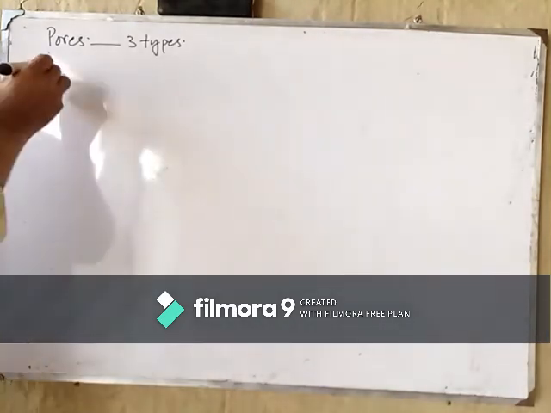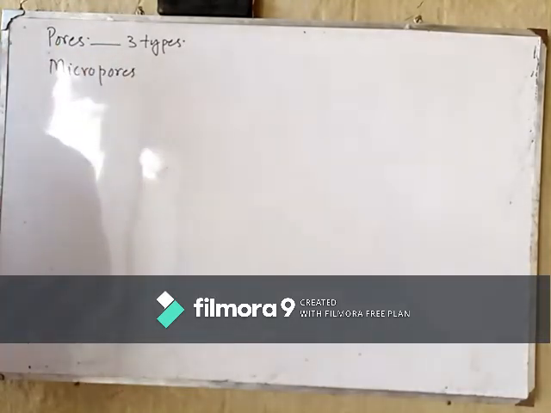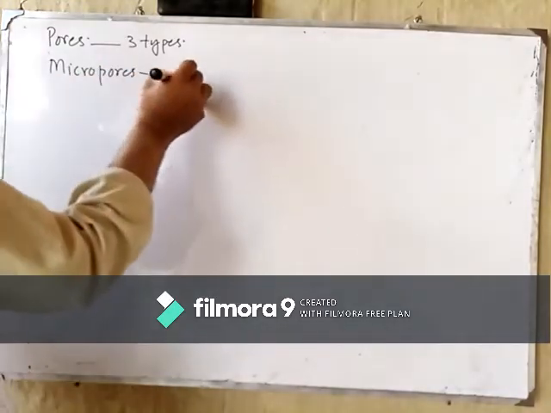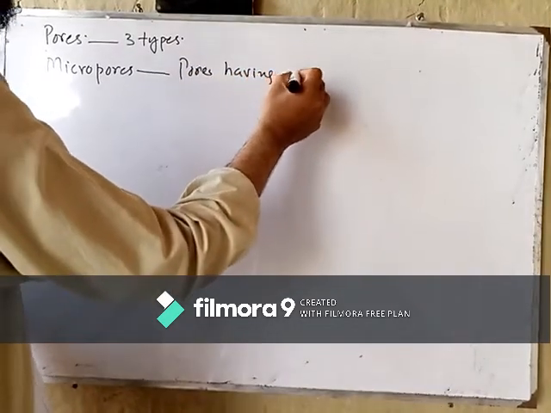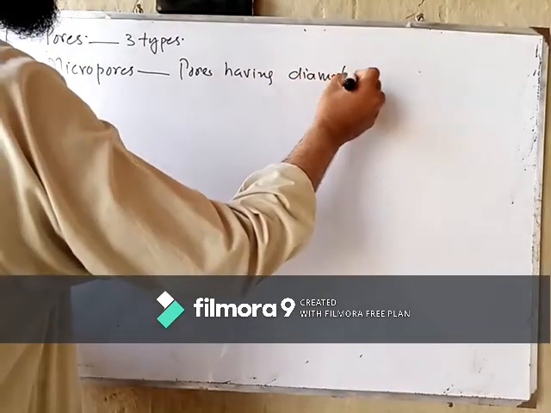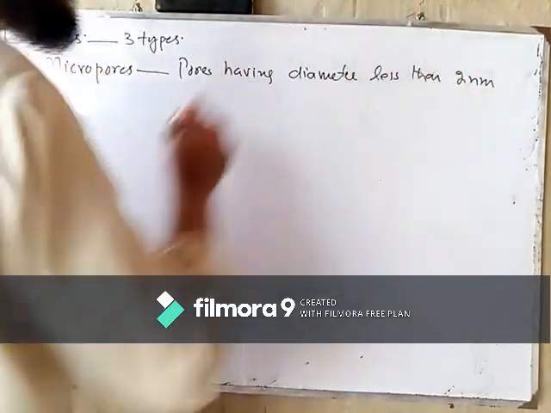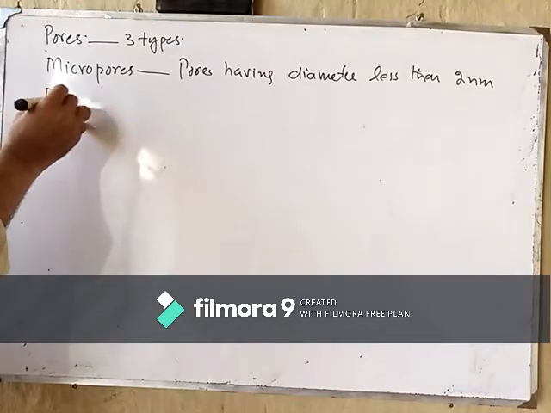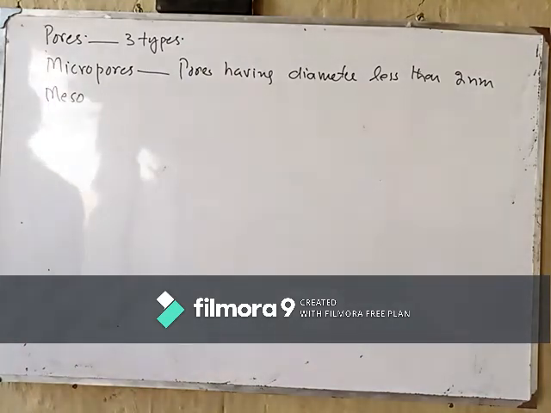One is called micropores. These are the pores having diameter less than 2 nanometers. जिस कैटलिस्ट में माइक्रोपोर्स होंगे, that is called microporous catalyst. और माइक्रोपोर्स कौन से हैं? Having diameter less than 2 nanometer.